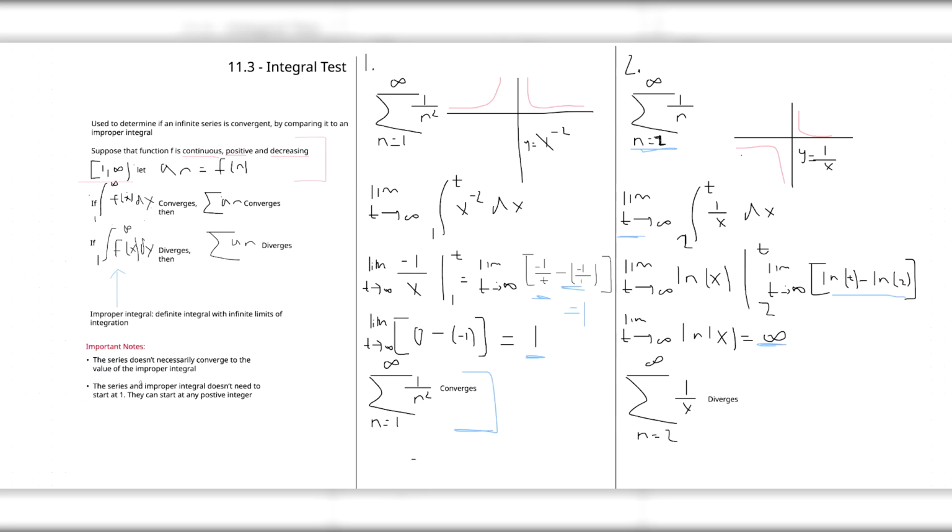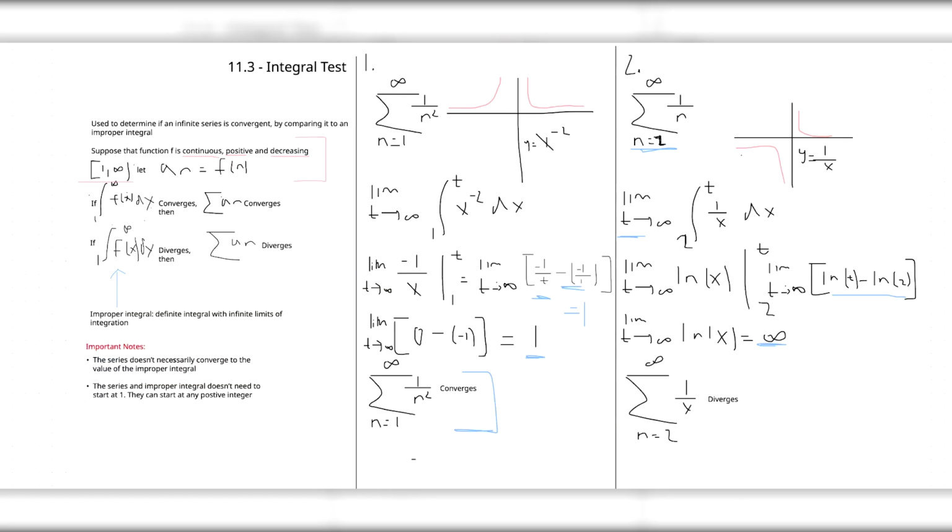Let's say that the improper integral converges to 3, a finite value. That doesn't mean that the series will converge to the same value. The second thing is that the series and improper integral don't have to start at n equals 1. It can start at any positive integer. I'll show you an example in the second practice problem, but it's not really complicated. It's just something to keep note of.